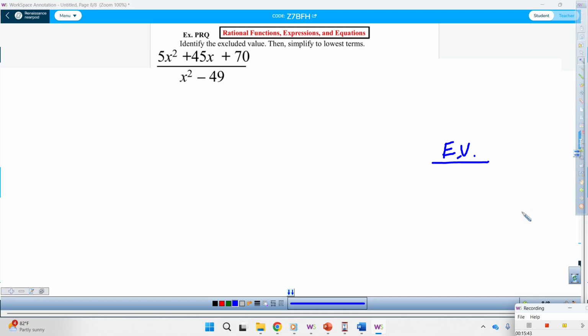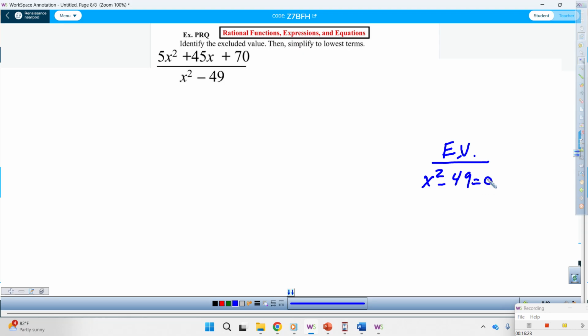All right, help me set this up, please. Tell me what to write. How about Daniela? Tell me what to write, Daniela. All right. So when we find the excluded value, we always take the denominator and write it equal to 0. So we write x squared minus 49. Hands if you did that, equal to 0.